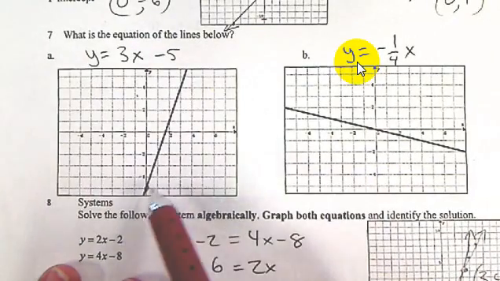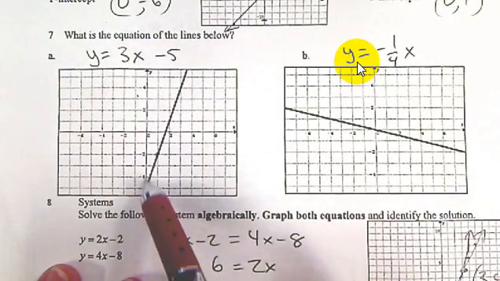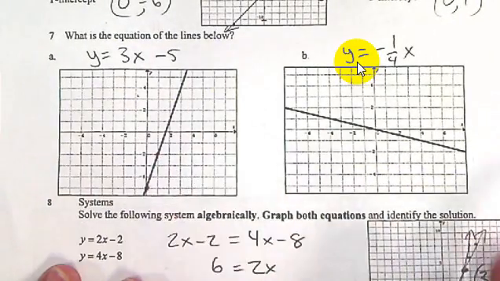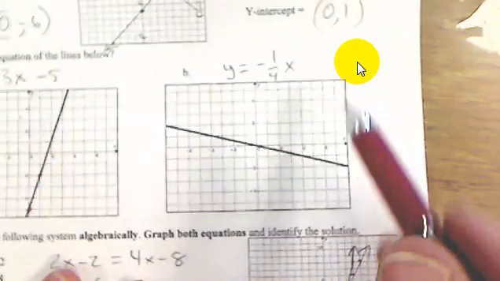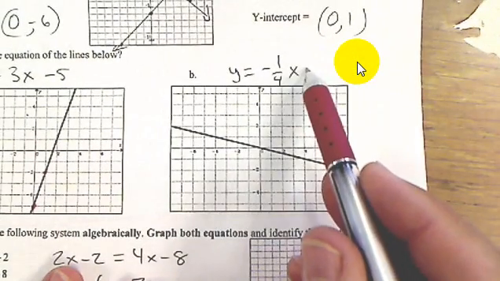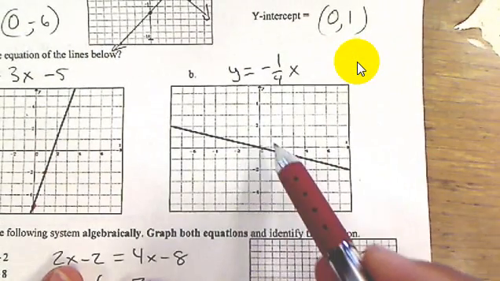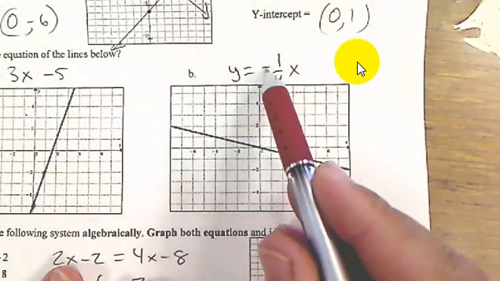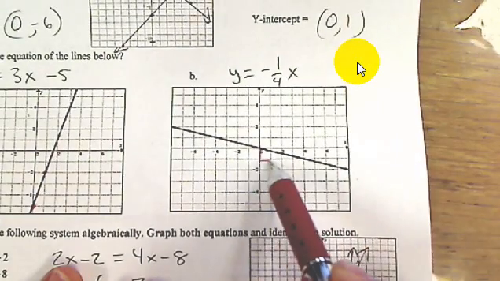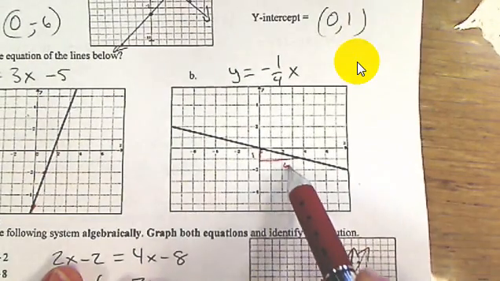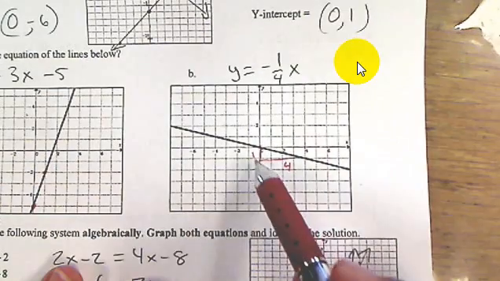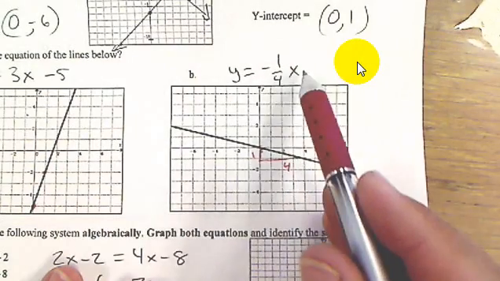Y-intercept's at -5. And the slope is 3. Go up 3 over 1, up 3 over 1. Y-intercept starts off at 0. It's going downhill, so it's negative. 1 and over 4, so that's 1/4. Rise over the run. 1/4 x, -1/4 x.